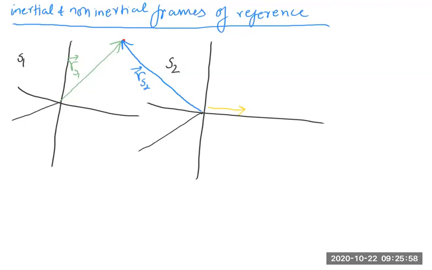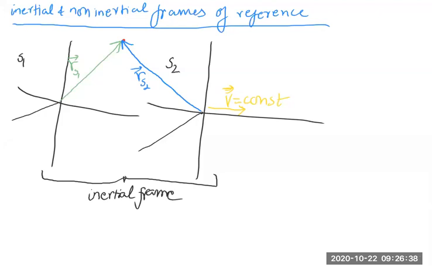Now, if S1 is stationary and S2 is moving with a velocity which is constant, right? This is a velocity vector which is constant. So if S2 is moving with a velocity vector which is constant, then these two frames of references are called inertial frames of reference. So this is an inertial frame. What is an inertial frame? I will tell you a better definition in a moment. But for us, an inertial frame is a frame which is either stationary or moving with constant velocity. Right?